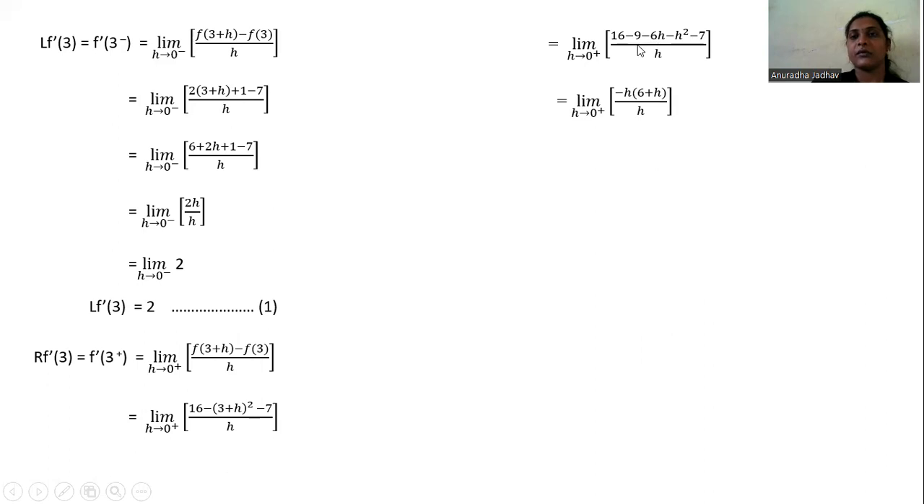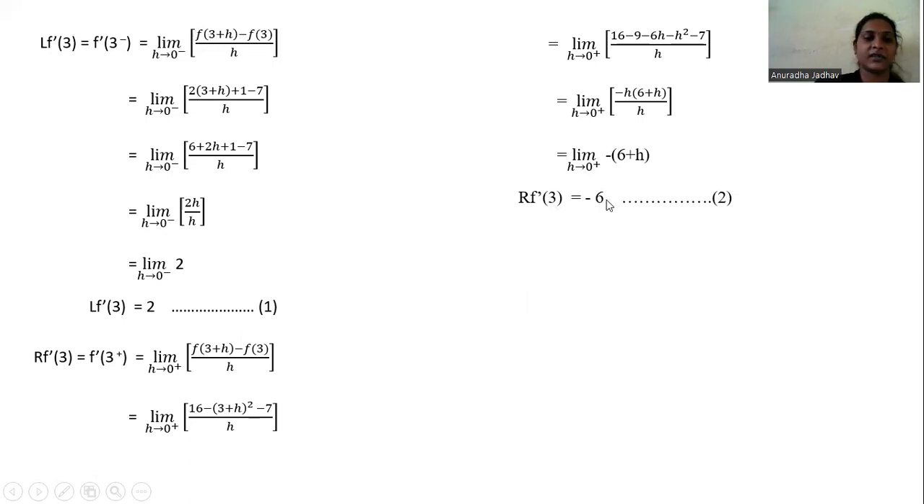Here, minus 9 minus 7 is minus 16. Minus 16 plus 16 is 0. That is, taking common minus h inside the bracket, it remains only 6 plus h divided by h. Again h gets cancelled. It remains only minus into bracket 6 plus h. Then apply the limit h tends to 0 plus, it gives the value minus 6. And this is the right hand side derivative of the given function.